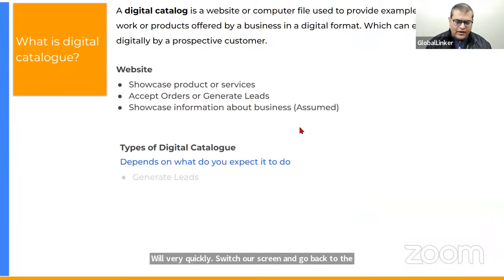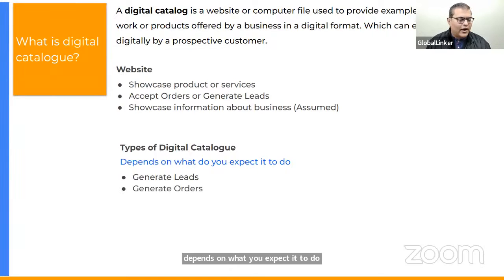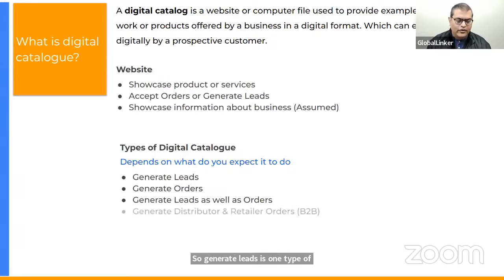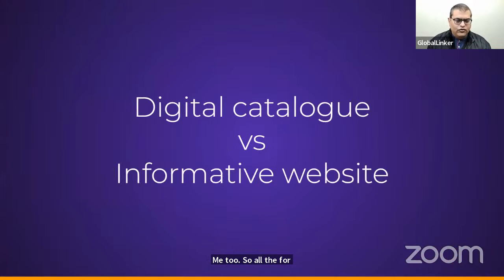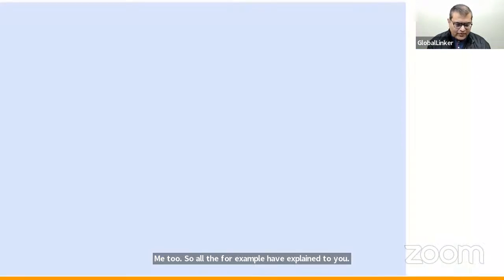So the type of digital catalog depends on what you expect it to do. Generating leads is one type of digital catalog. Generating orders is another type of digital catalog. Leads as well as orders, and distributor and retailer orders, B2B. So all the four examples have been explained to you. Now let's quickly move on to the next topic, that is digital catalog versus information website.